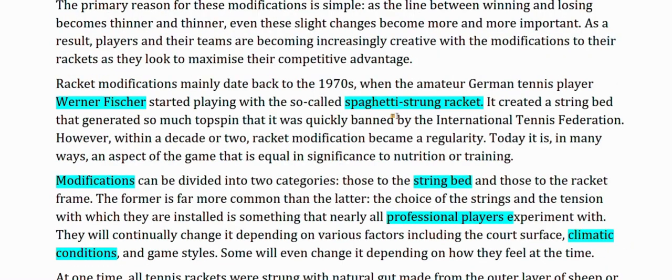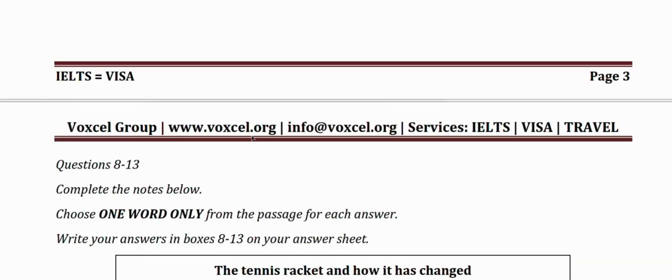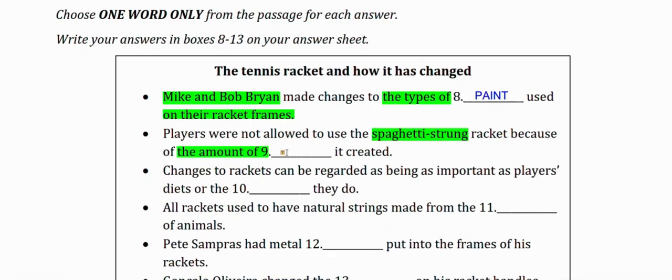Spaghetti strung racket. Here it is written spaghetti strung racket. So let's see why it was banned. It created a string bed that generated so much topspin that it was quickly banned by the International Tennis Federation. So it created a lot of, so much, meaning to say a lot of topspin. So in the question it was written the amount of; so much it created. So what it created, the amount of topspin. So that's why it was banned, not allowed, meaning to say banned in other words.